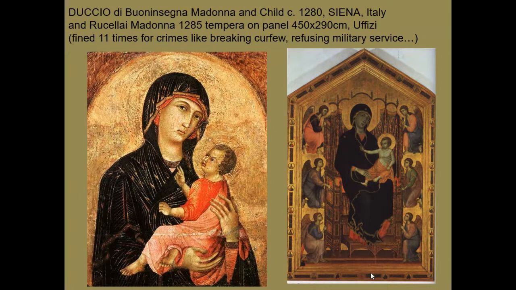Duccio is a kind of deceptive figure. He is obviously painting religious themes, but we also know from his biographical information that he was a bit of a scoundrel. He was in fact arrested and fined multiple times for a variety of different offenses against his civic duty, including refusing military service, breaking curfew, etc.